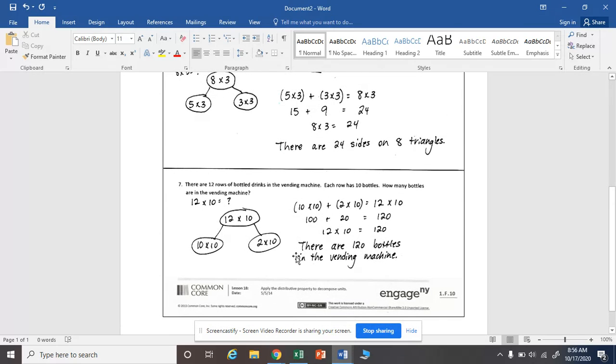Last one. There are 12 rows of bottled drinks in the vending machine. Each, here is our clue, has 10 bottles. So one row has 10 bottles, the second row has 10 bottles, and so on. So 12 times 10. We're going to break apart the 12, or decompose it. So we're going to use 10 and 2 because we can count by tens easily. So 10 times 10 plus 2 times 10 equals 12 times 10. 100 plus 20 equals 120. 12 times 10 equals 120. There are 120 bottles in the vending machine.